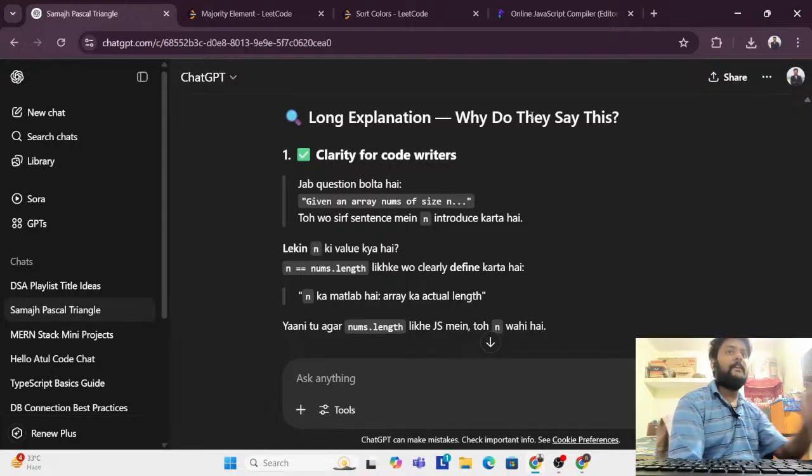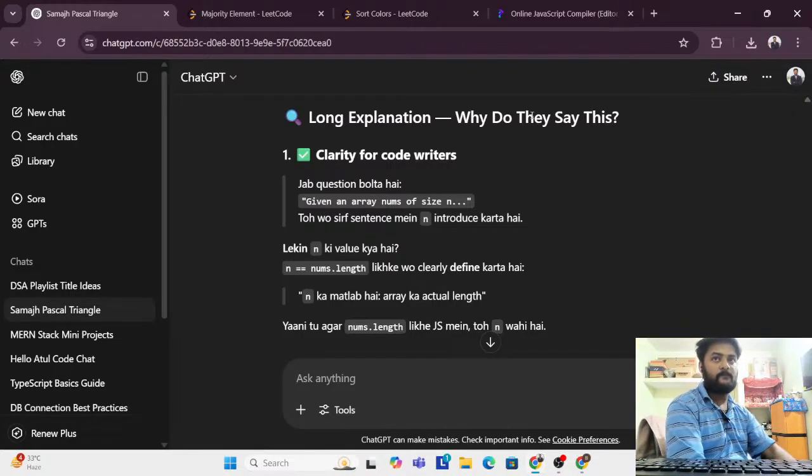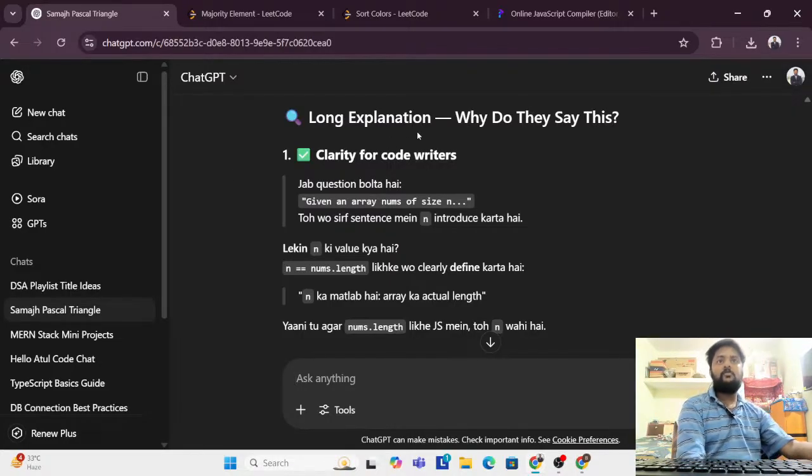Long explanations. Why do they say this? Clarity for the code writers.